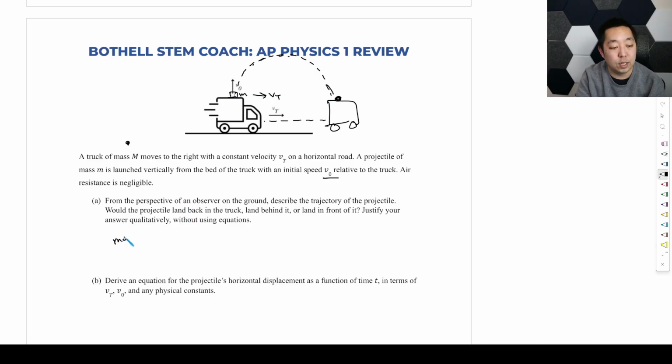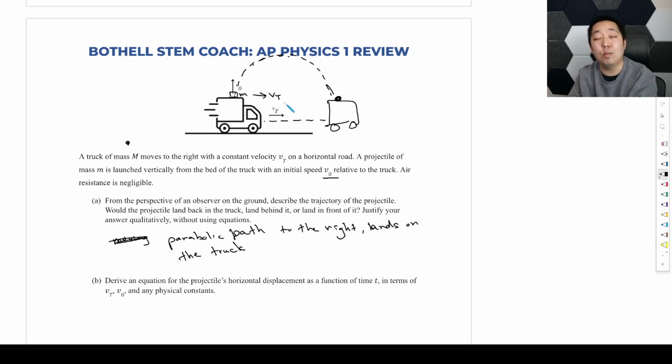It's going to be moving. It's going to be a parabolic path to the right. And it would land, and it lands on the truck. And why does it land on the truck? Because they both have the same horizontal velocity.